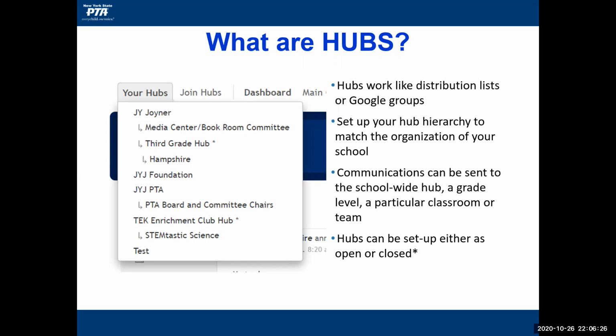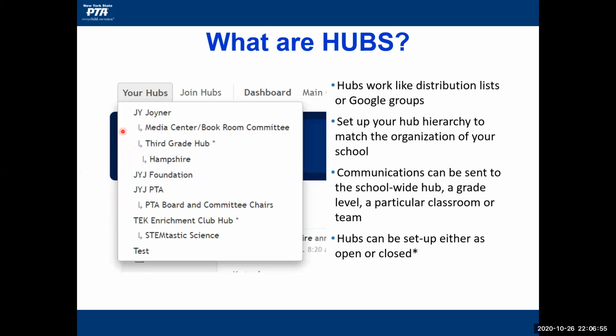This shows an example of hubs that might be available at an elementary school. You've got the school name, which is JY Joiner, which would also by default be your Everyone hub. And then they've got a committee here, Media Center, Book Room Committee. They also have grade level hubs, followed by classroom hubs underneath the grade level hubs, followed by other different hubs that they have for foundations and PTA. They have different committees under the PTA hub.